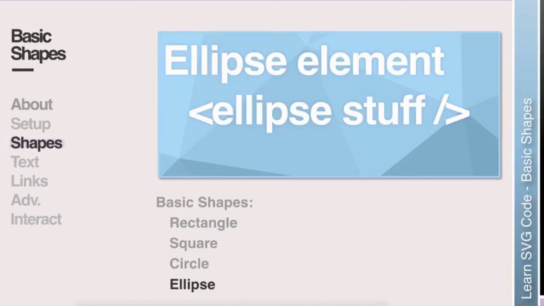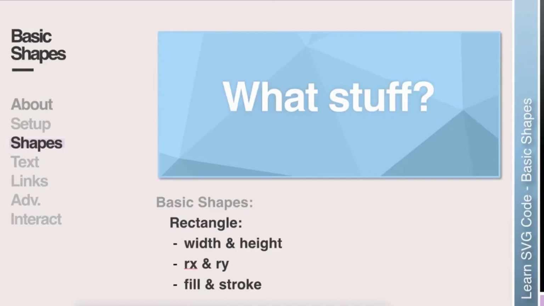I don't know why they weren't consistent across these 4. Like, if you're not going to make a square element, then why'd you make an ellipse element? If you made an ellipse element, then why didn't you make a square element? But that's what they decided to do. So the next question is, what stuff goes in these? For the rectangle, it's width and height. You can set the Rx and Ry, and you can also set the fill and the stroke.